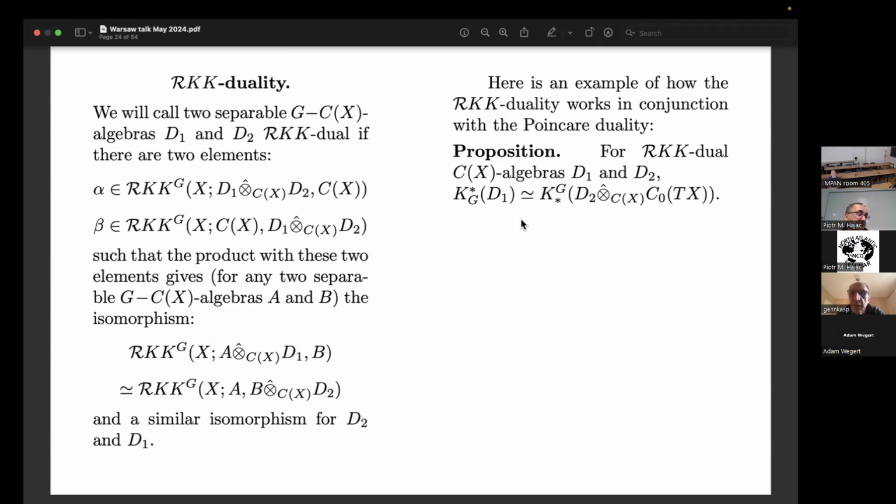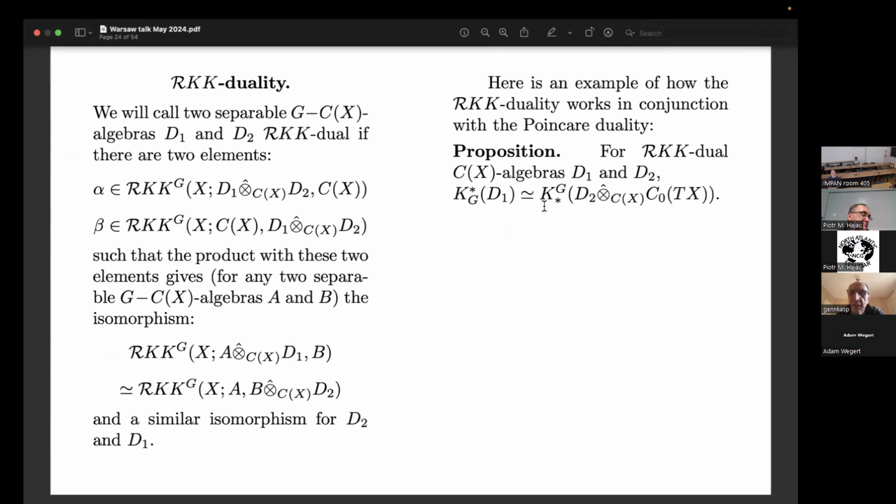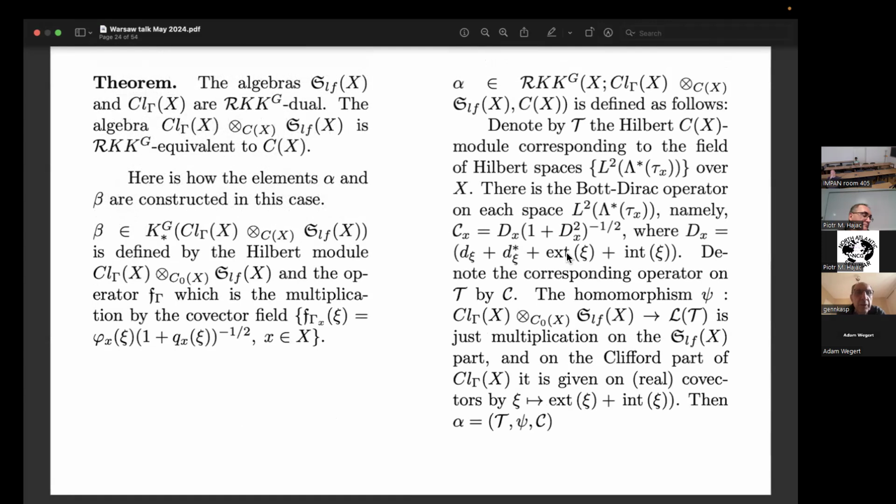The combination of Poincare duality and RKK duality gives a small fact which is very easy to prove by combining the two things. If these algebras are RKK dual, you can re-express K-homology of D1 by K-theory of D2 tensor C0 of Tx, like this. Okay, so the first really non-trivial fact is that these two algebras are RKK dual, and moreover this algebra is RKK equivalent to C(X).